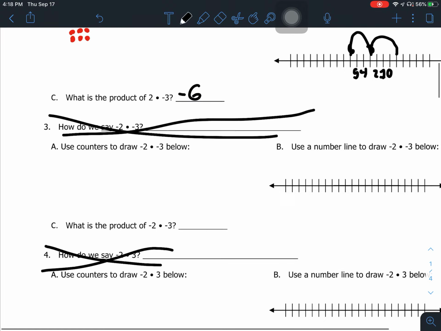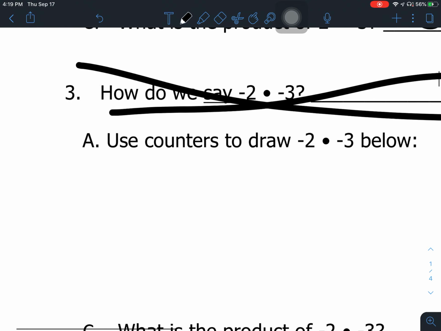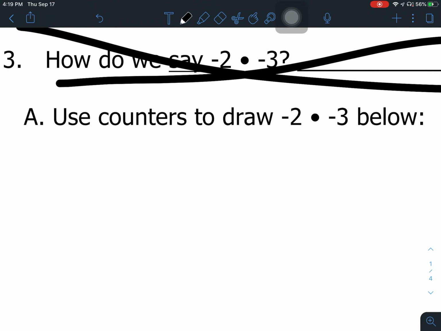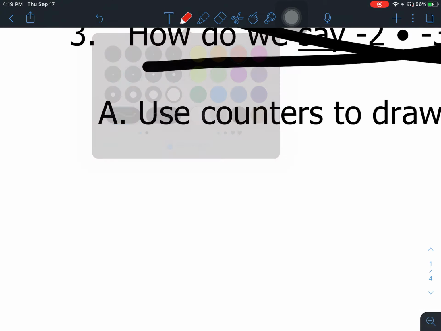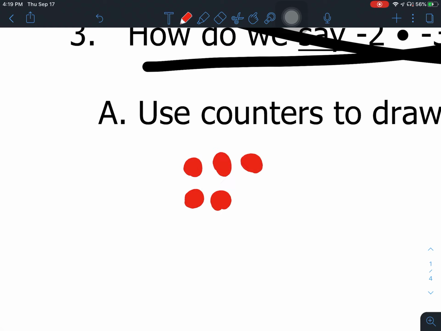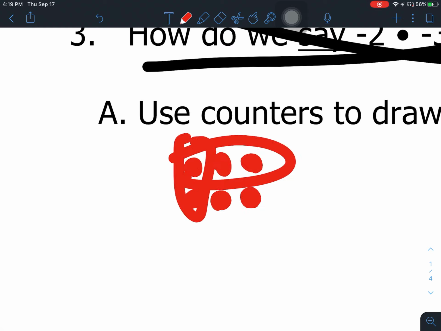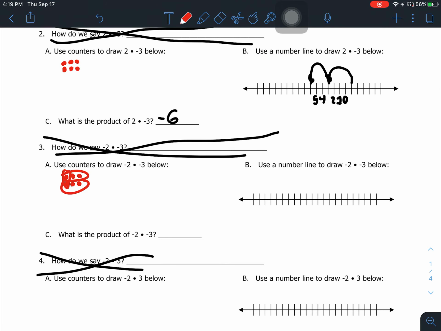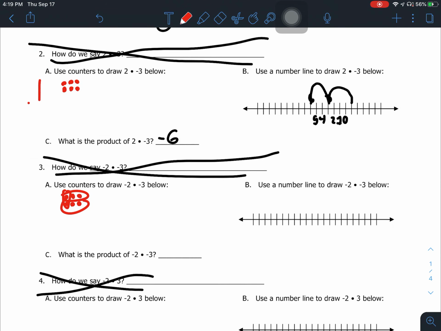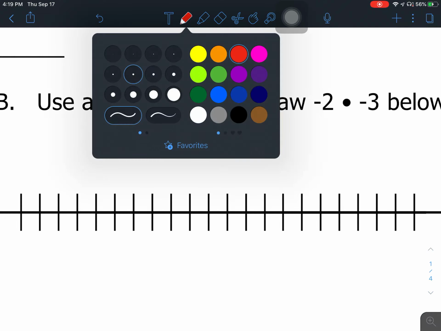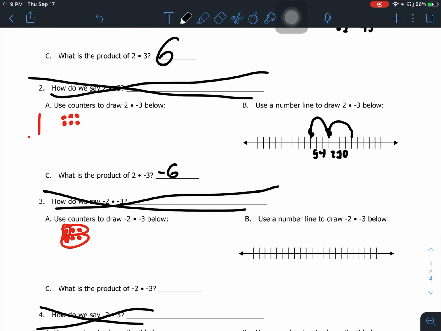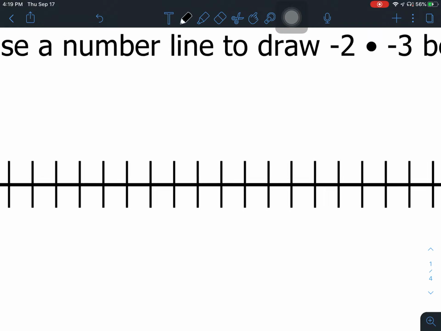Now the next one wants us to do negative 2 times negative 3. Remember, negative times negative always equals positive. But first, let's draw counters. So we drew our counters. It's just like this one right here, and that's fine, it's supposed to be like that. When doing these, I use the rules to help me. It's probably the most efficient and the most used way right now in math. So now let's use the number line to draw.